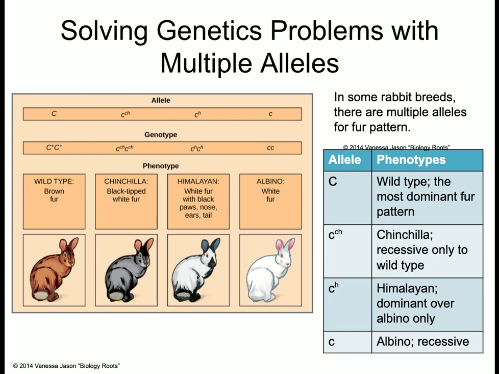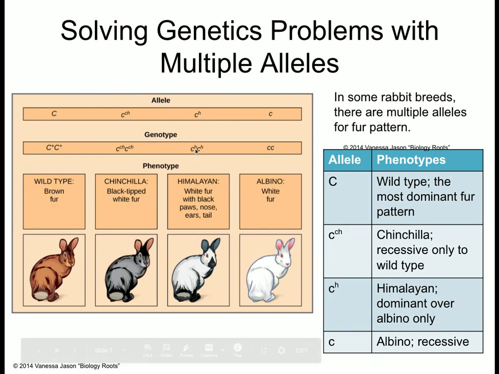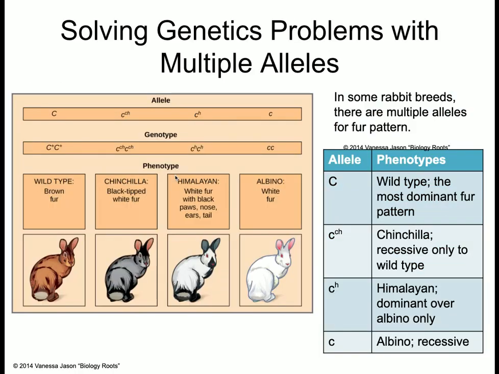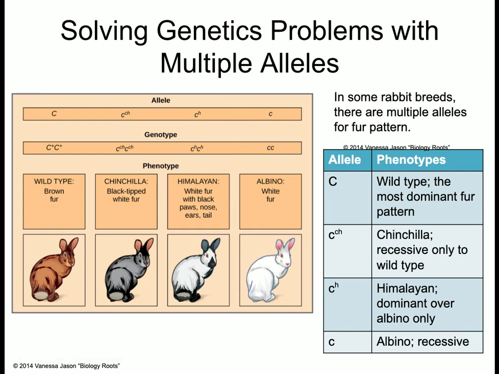To have a Himalayan bunny, you have to have the Himalayan, the H, and then the other allele could be albino or Himalayan. And then to get an albino bunny, you have to have 2 lowercase c's with no little letters next to them. And that's going to get you the most recessive. So there's like a hierarchy for multiple alleles.